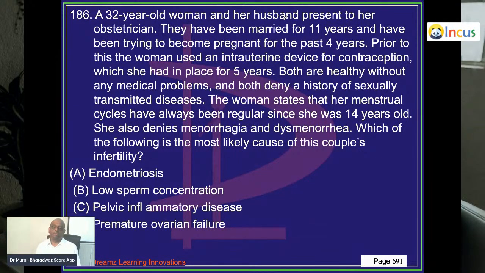32-year-old presents to the obstetrician, married for 11 years, trying to become pregnant for the past 4 years. It sounds like PG preparation. Passed 4 years ago, trying for the past 3 years, still not able to qualify and cross 400. Don't worry, you came to the right infertility specialist for NEETPG preparation. So we will do an IVF to get your seat guarantee coaching, doctor.